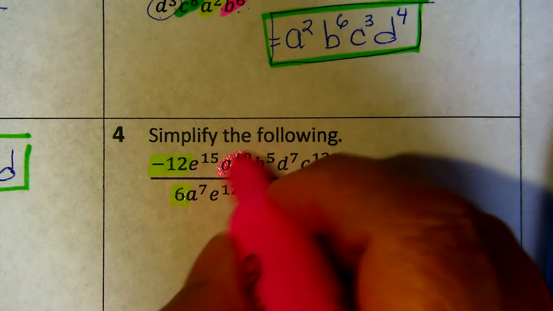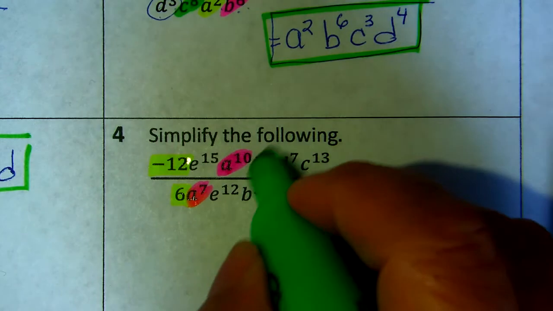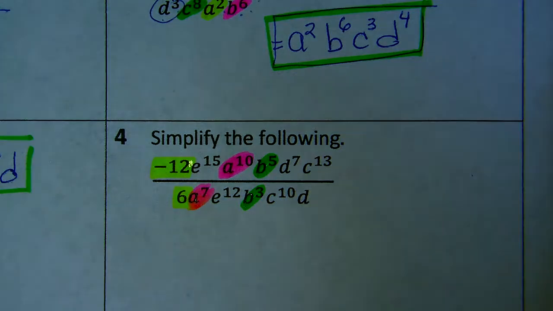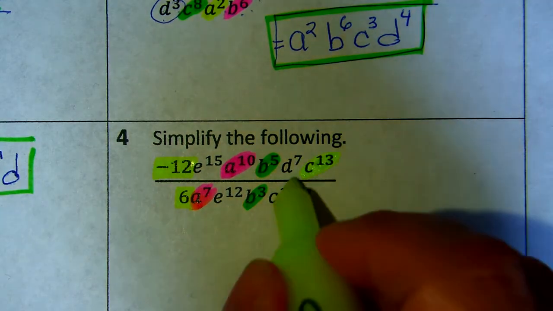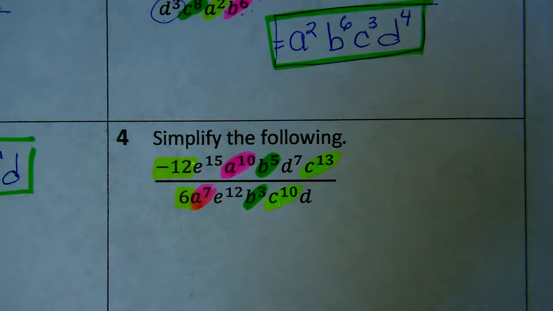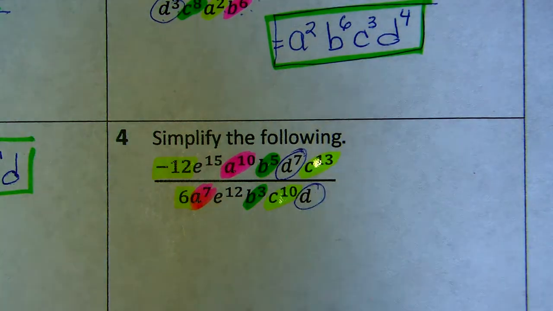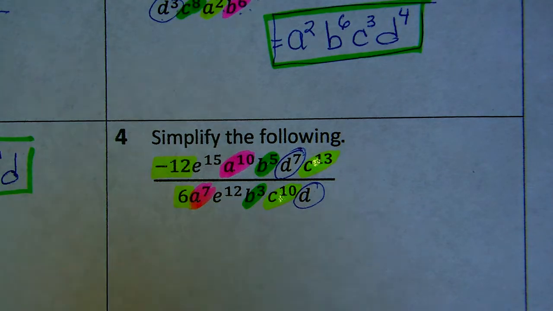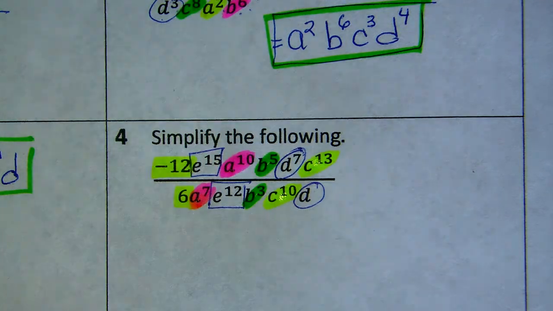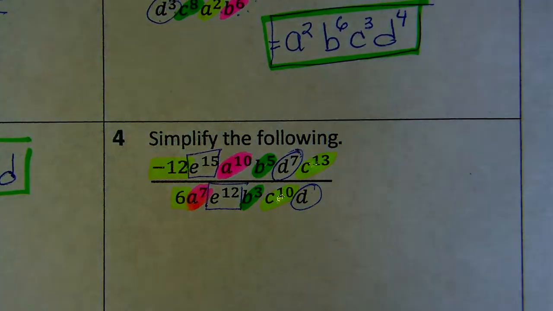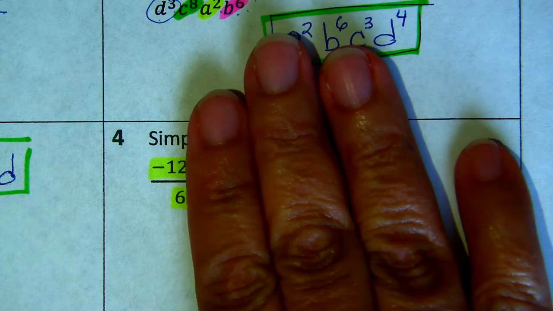We have A with the A, B with the B, C, here's the C with the C, and then we have D. I'm going to circle D. And then we have E. I'm going to put it in a square, and E. All right? So, again, I'm going to cover all the letters with my hand.